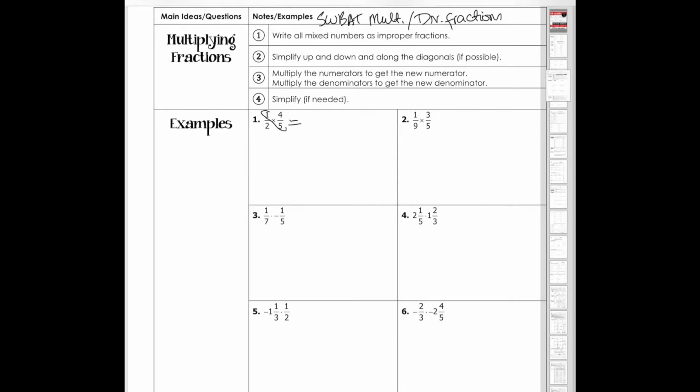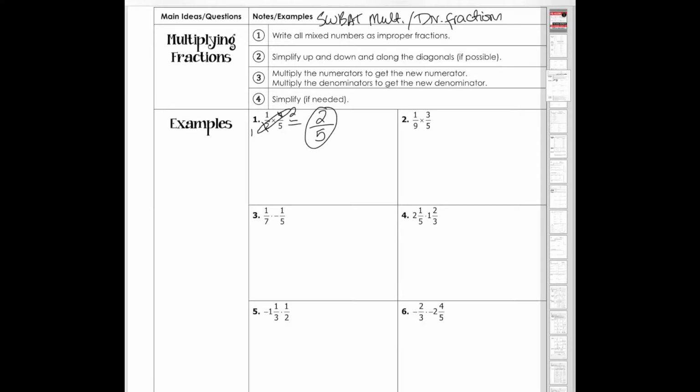So here, 1 and 5, that can't be simplified. But 2 and 4 can. So I'm actually going to simplify 2 by 2, and I'm going to get 1, and 4 by 2, and I'm going to get 2. So the answer here is 2. 1 times 2 is 2, and 1 times 5 is 5.